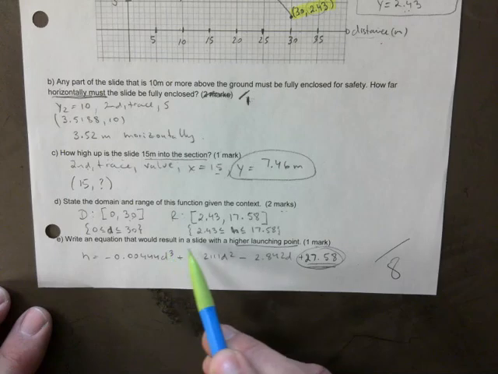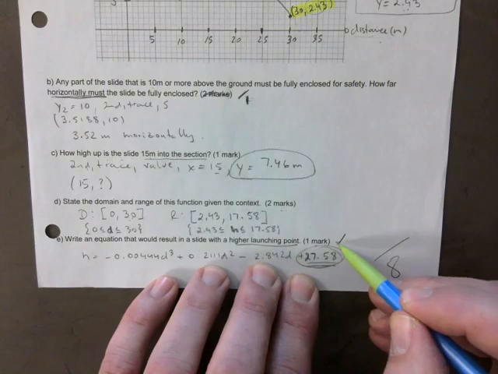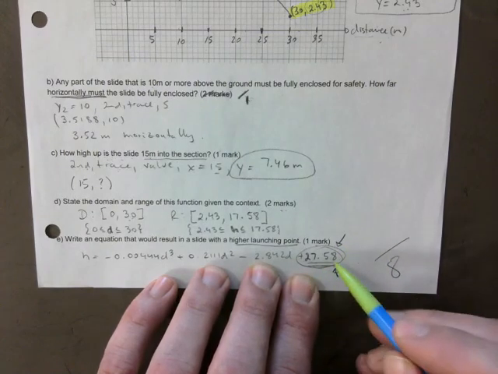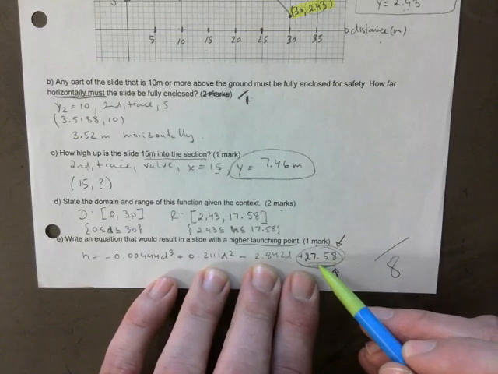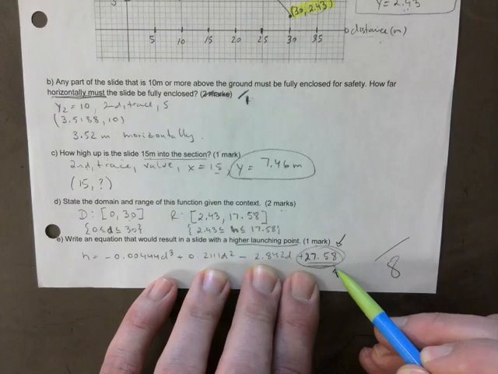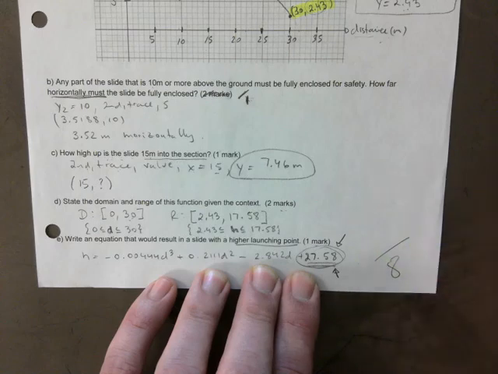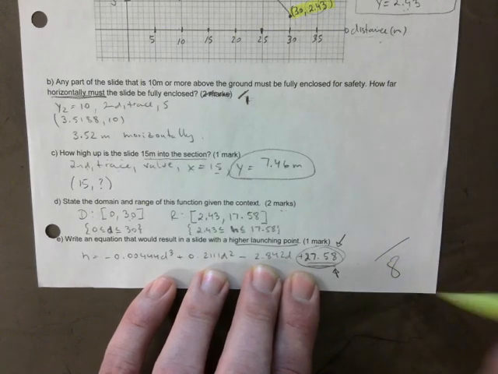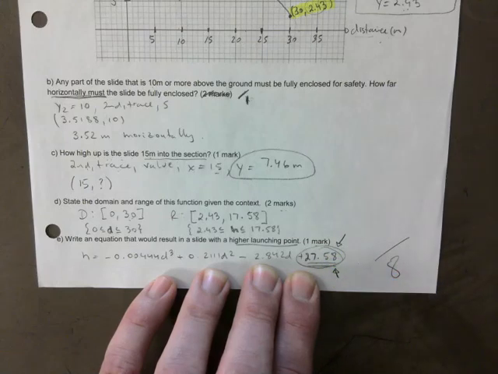Write an equation that would result in a slide with a higher launching point. And the key here is just anything back here that is bigger than the 17.58 that you had originally. Read carefully. It didn't give us any parameters here. If they had said we want the initial height to be 5 meters higher than before, then you would make sure you add 5 to the back here, okay? So it's very dependent on the scenario here.